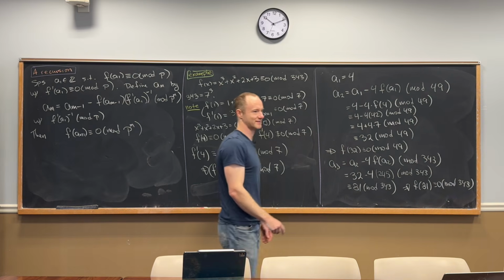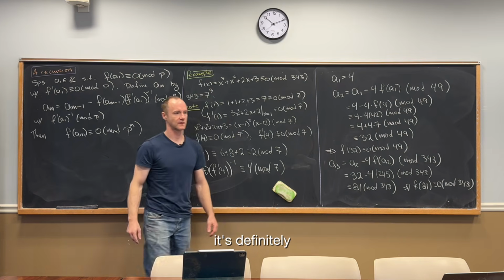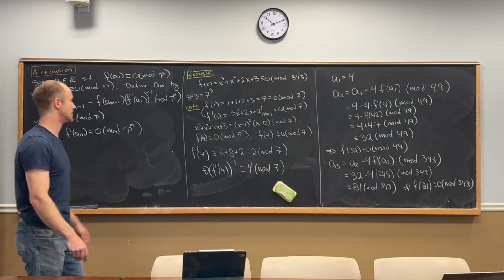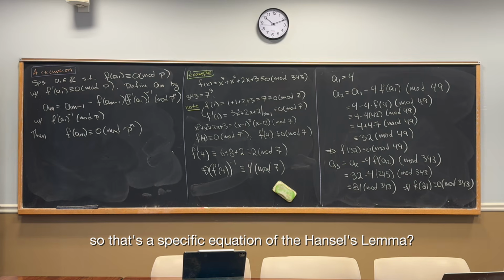And it got it right, Mathematica. There's definitely, it fixes it, like make sure it's correct. Okay. So that's a specific recursion of the Hensel number?